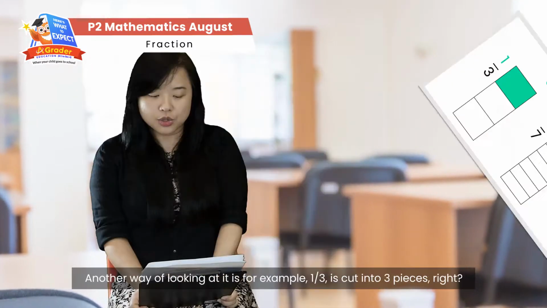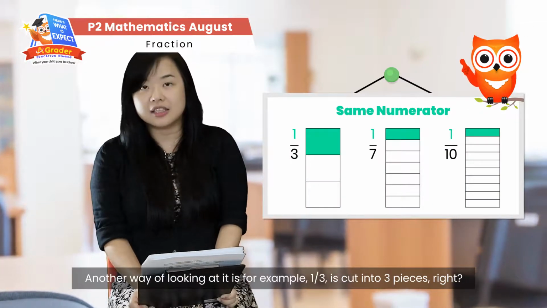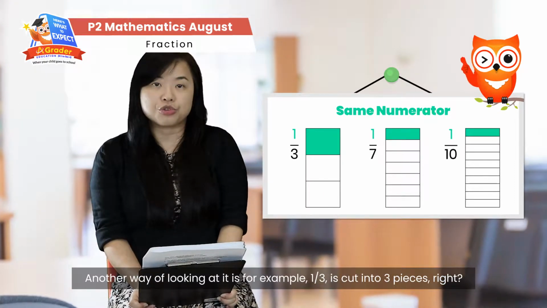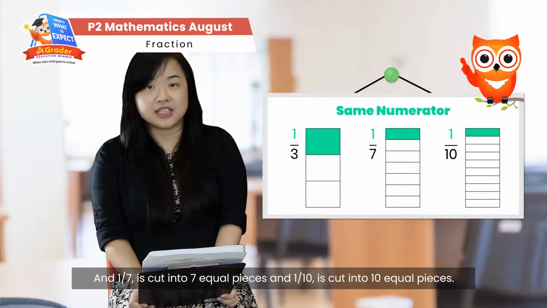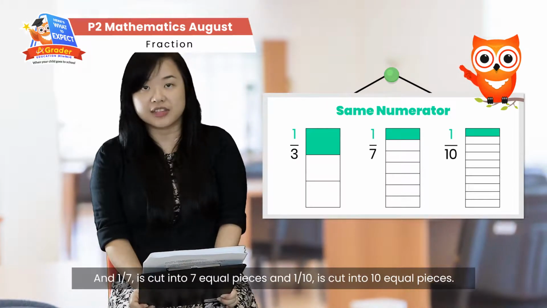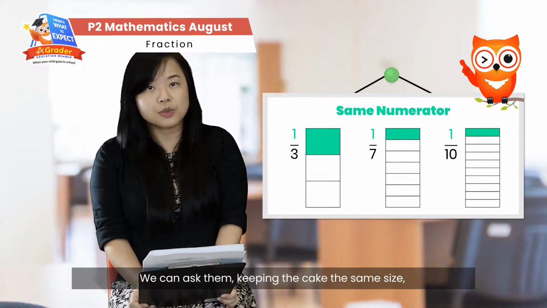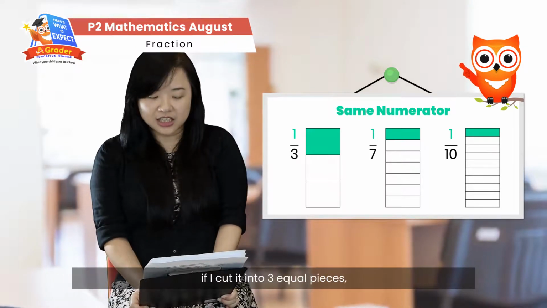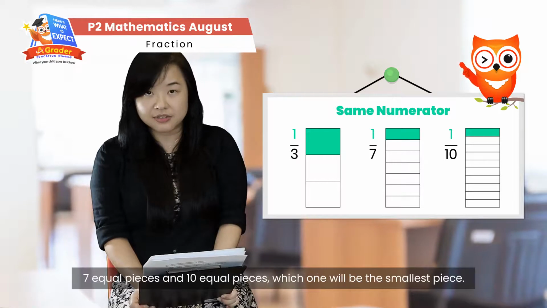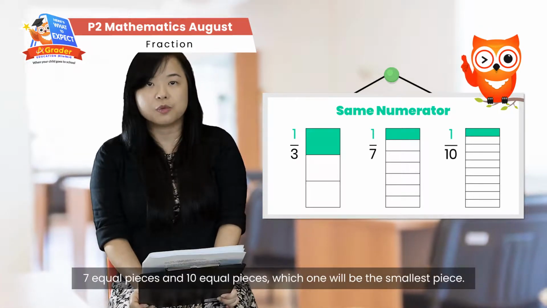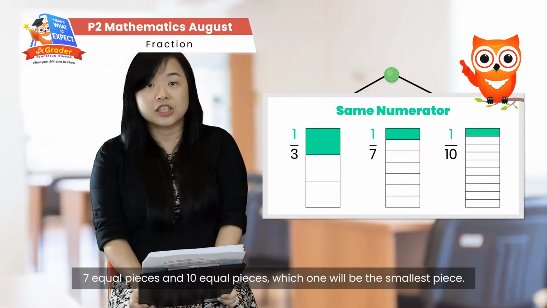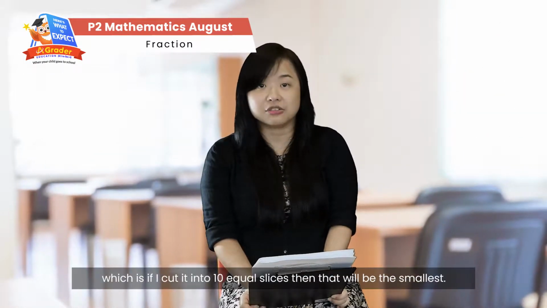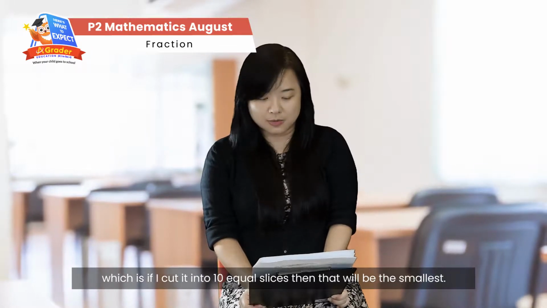So another way of looking at it is, for example, 1 out of 3 is cut into 3 pieces, right? And then 1 out of 7 is cut into 7 equal pieces, and 1 out of 10 is cut into 10 equal pieces. So we can ask them, if the same cake with the same size, I cut it into 3 equal pieces, 7 equal pieces, and 10 equal pieces, which one will be the smallest piece? And they will be able to tell you, if I cut it into 10 equal slices, then that will be the smallest.